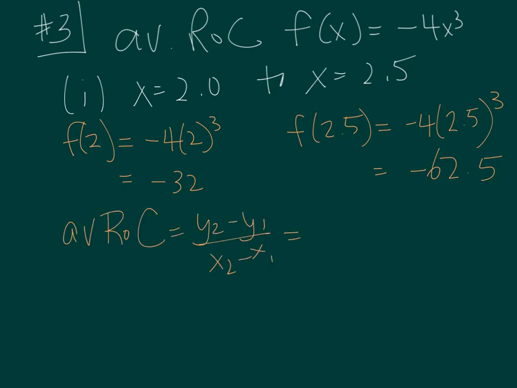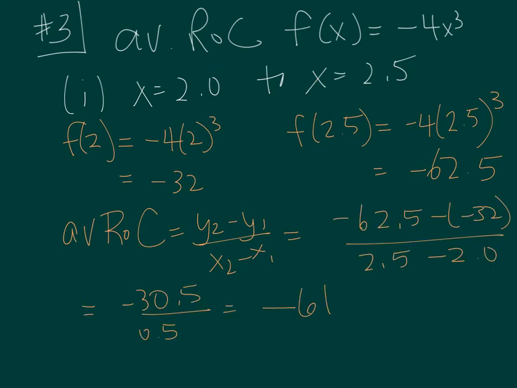To find our average rate of change, I'm going to use our slope formula. So I'll take the second y value, subtract the first y value, and over top, or on the bottom, I'll take the second x value, subtract our first x value. So I'm going to do that now. Putting our x values and y values in, doing my calculations, I get an average rate of change in that interval of -61.